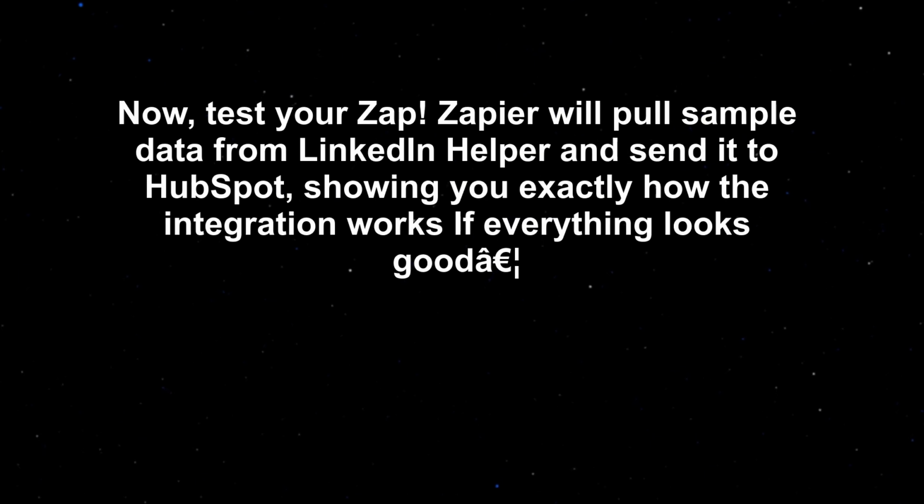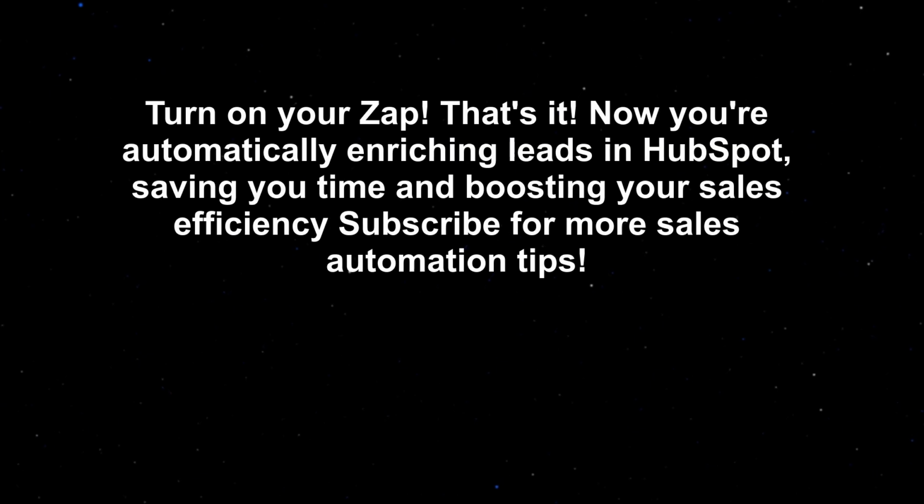Now, test your Zap. Zapier will pull sample data from LinkedIn Helper and send it to HubSpot, showing you exactly how the integration works. If everything looks good, turn on your Zap. That's it. Now you're automatically enriching leads in HubSpot, saving you time and boosting your sales efficiency.